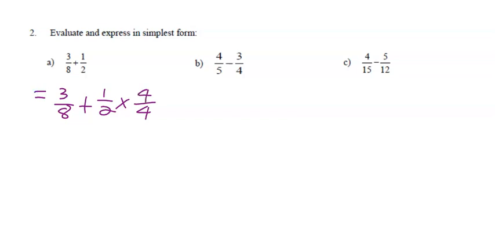What is, or evaluate, 4/4? What's 4/4 equal to? 1. If I multiply a number by 1, what happens to that number? Stays the same, right? So when we multiply by 4/4, we're really just multiplying by 1. It's going to stay the same, but it's going to change from 1/2 into what? 4/8. Is 4/8 the same as 1/2? Yeah, right? But now, we can add these guys. So we've got 3/8 plus 4/8, and what's that equal to? 7/8.